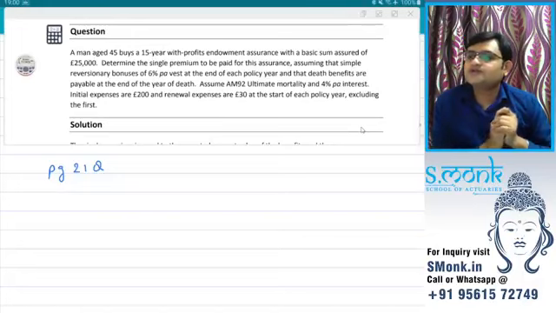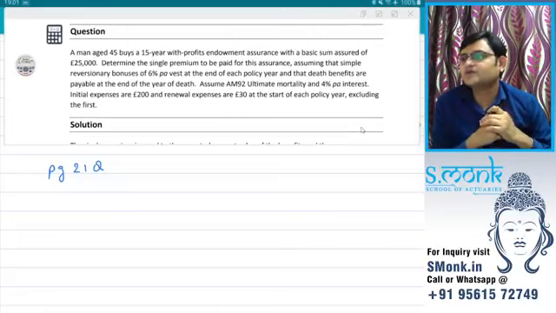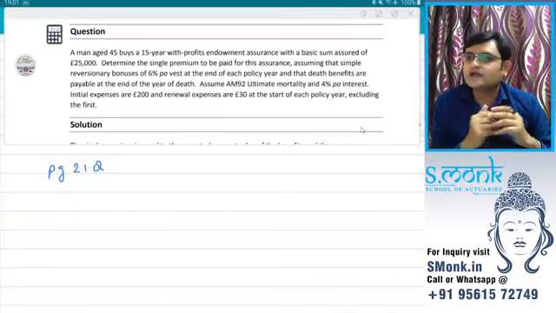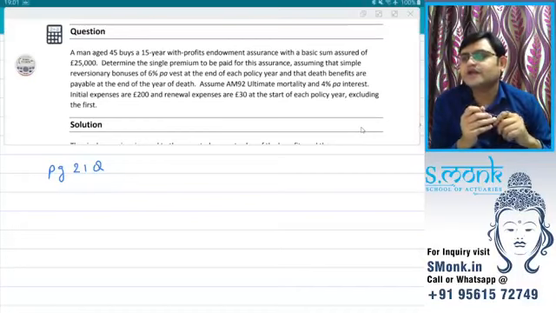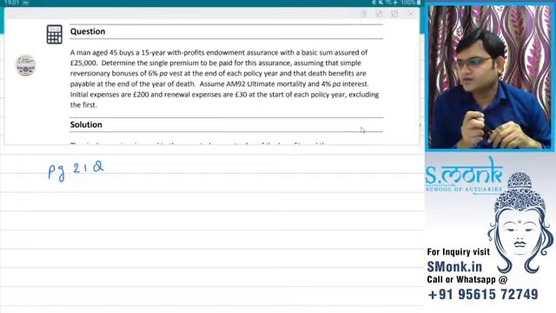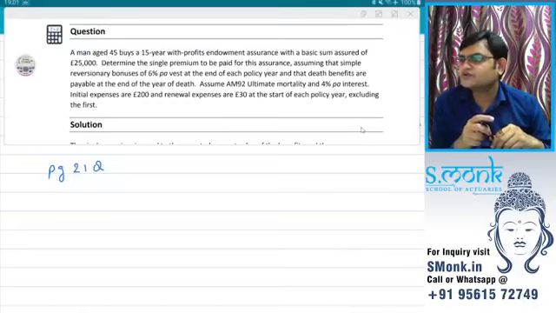To be paid for this assurance, assuming that the simple reversionary bonus of 6% per annum is vested at the end of each policy year, and that the death benefit is payable at the end of the year of death. Assume 95% ultimate mortality and 4% per annum interest. The initial expenses are 200 and renewal expenses are 30 at the start of each policy year, excluding the first.